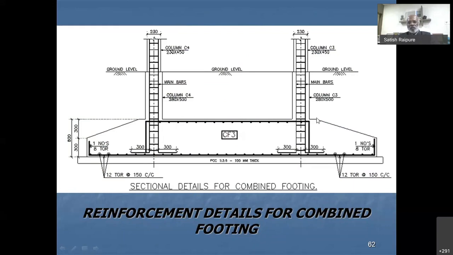You can provide a tapered section here to reduce the cost of the footing, because that reinforcement is not required. Depth is not required here because the depth requirement is at the face of the column.